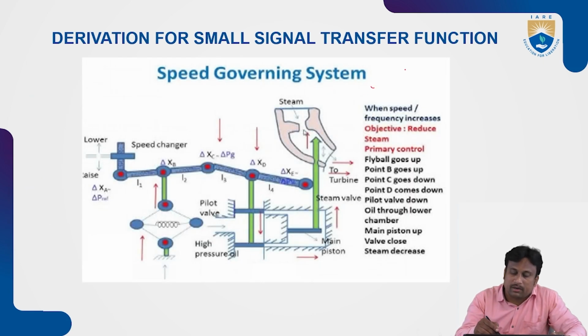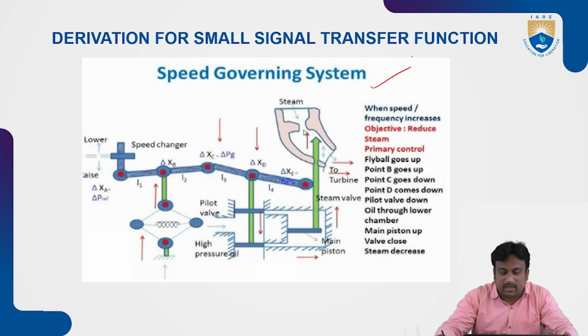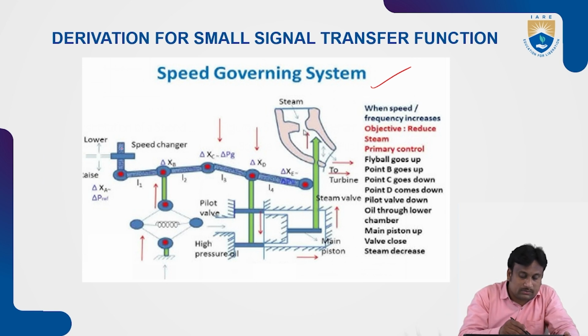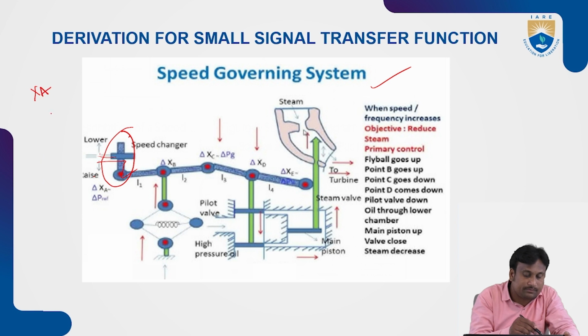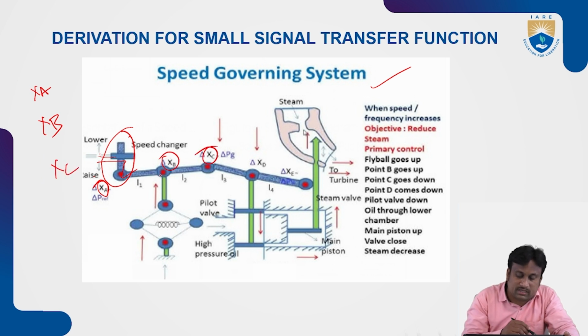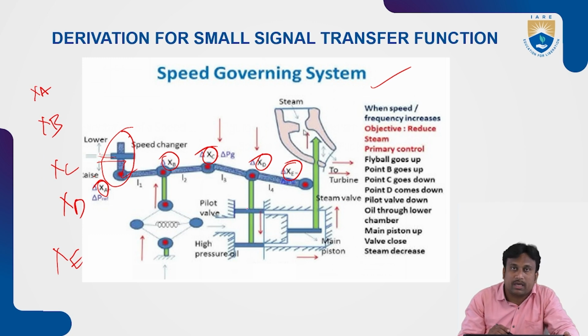This is the block diagram showing how the speed governing mechanism exists. This block contains the speed changer. This is the speed changer block. Here we will apply the lowering or raising of the flow rate to the speed changer. There are some existing blocks in this: XA, XB, this is XA, this is XB, and this will be XC, and this will be XD, and we have XE. These are the blocks where your flow may be controlled in this case.